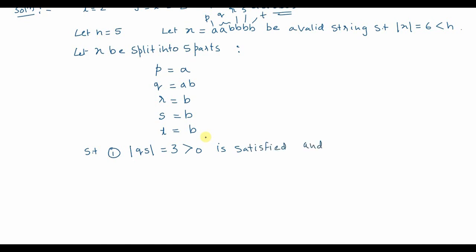And what's the second condition? The second condition should be the together length of QRS. Let's check what that is. Q is 2, R's length is 1, and S is 1. So 2, 3, and 4. The value of this is 4. Just understand that the n value that I have considered is 5. So the together length of QRS should be less than or equal to n. Is 4 less than or equal to 5? Yes. So that's true. N, which is 5, is also satisfied.